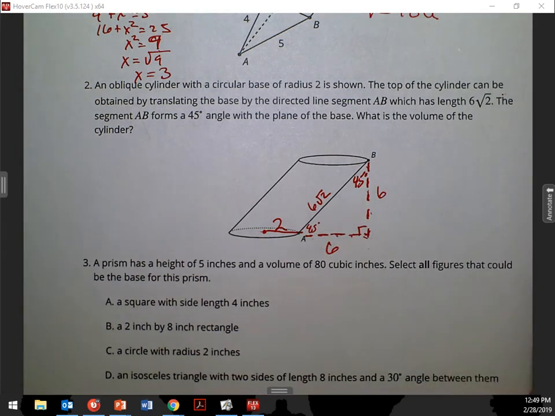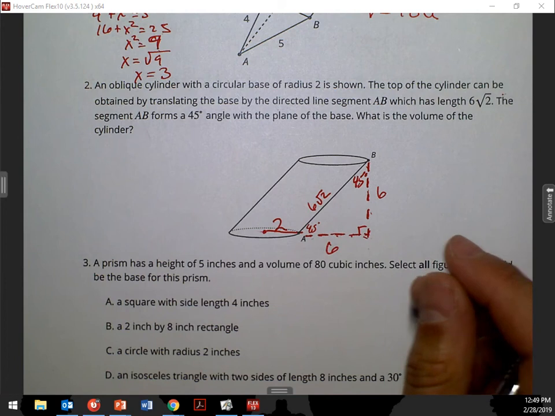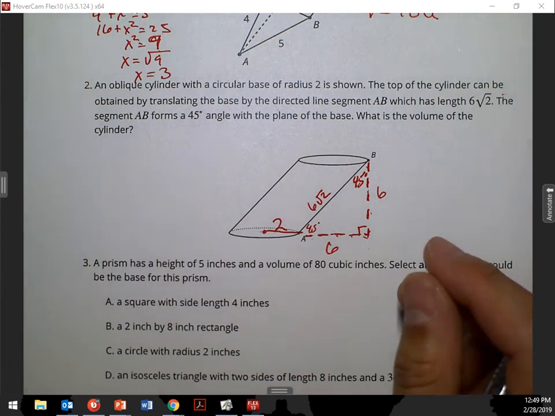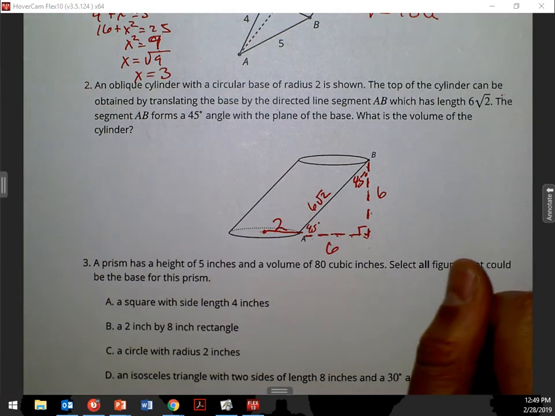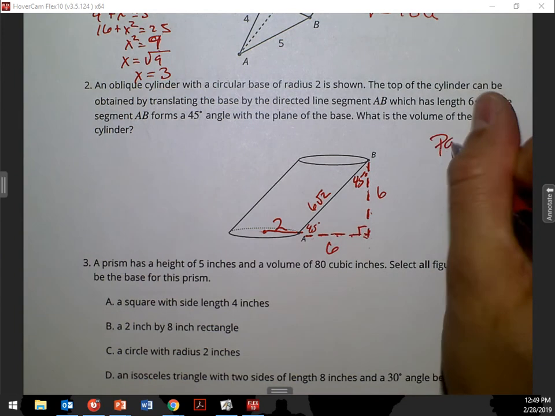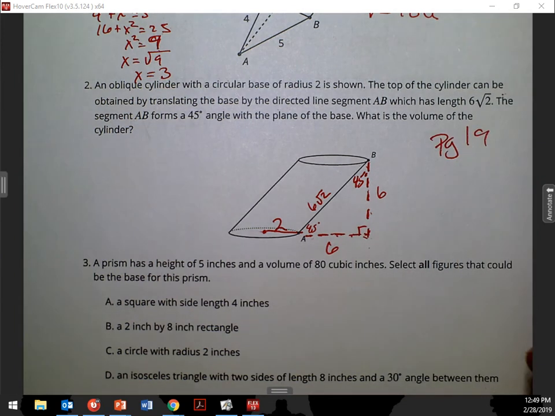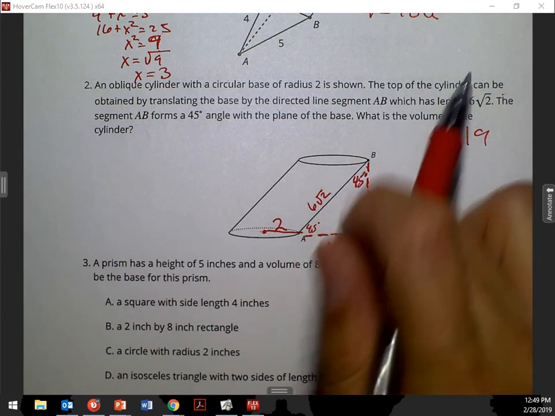What page in my notebook is that on? Page 30. I believe it's 19. It is? This one's page 19. I'm almost positive this one's 19. 20? You're almost. The 45, 45, 90 triangle.